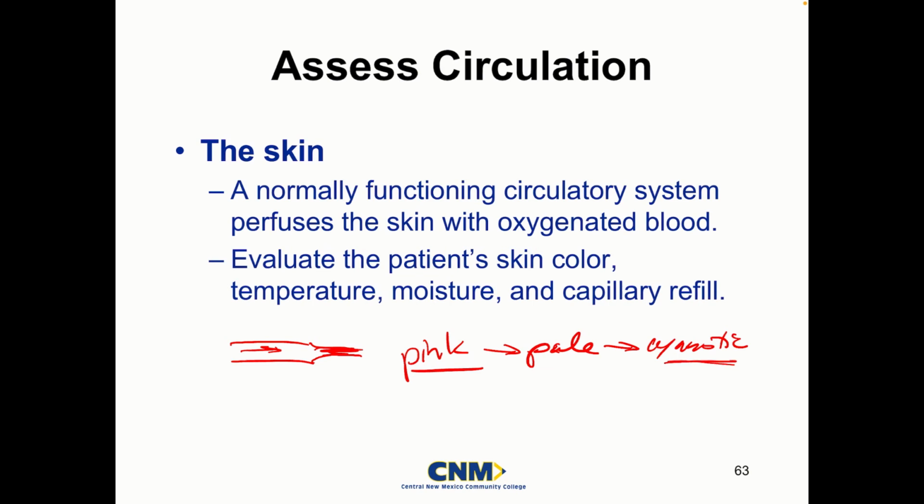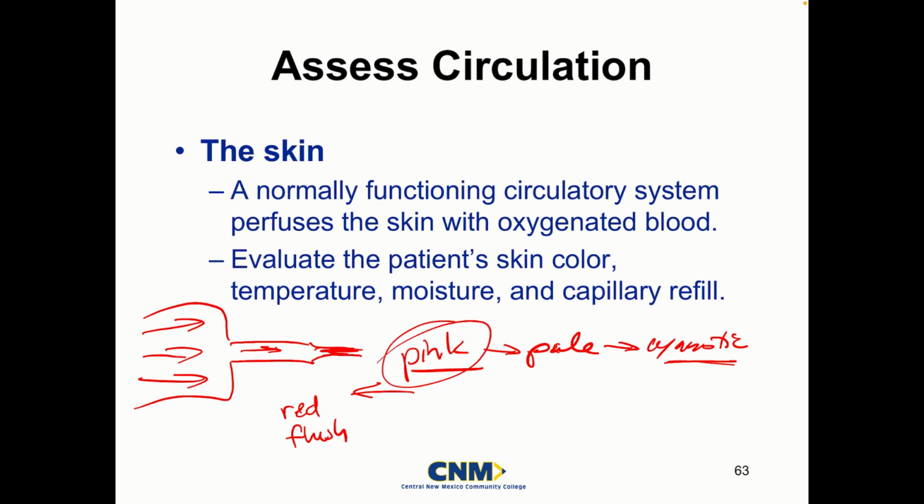We can also have other skin colors. The opposite would be maybe the blood vessels aren't normal size, but they get even bigger, they vasodilate. Now I have even more blood. That would make the skin flush, which is basically just red in color. So you can see it's a spectrum that we can find. So normally the skin would be pink, warm, and dry.